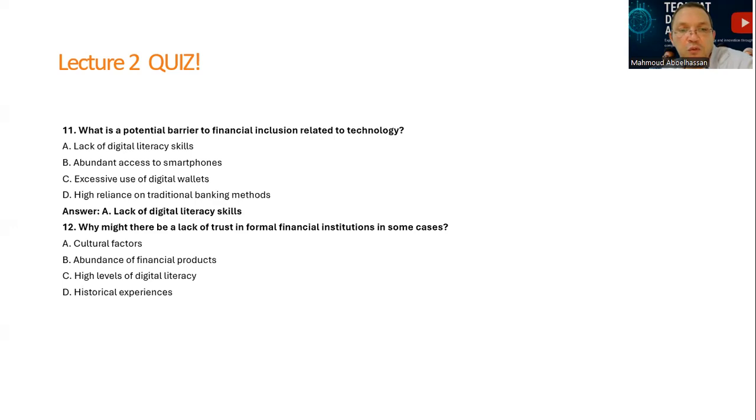Why might there be a lack of trust in formal financial institutions in some cases? Cultural factors, abundance of financial products, high levels of digital literacy, historical experience. Cultural factors are very, very important when you are going to establish a new business model in your country or in other countries. You have to study the external environment, and one of the most important factors in it is the cultural factor. You can do your best analysis: the political, economic, social, technological, legal, and environmental factors. One of them is the social factor, which includes the cultural factor.